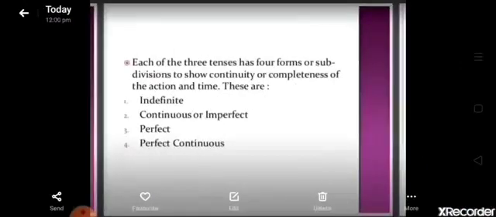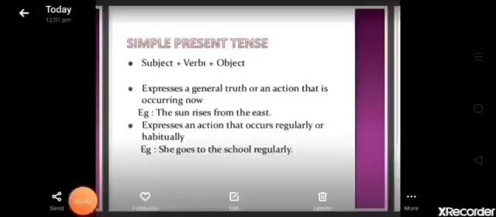Each of the three tenses has four forms or subdivisions to show continuity or completeness of the action and time. These are indefinite, continuous or imperfect, perfect, and perfect continuous. Now we will discuss first the simple present tense.